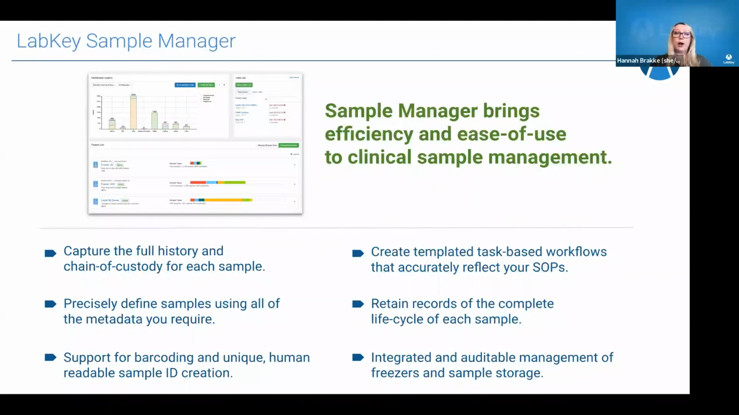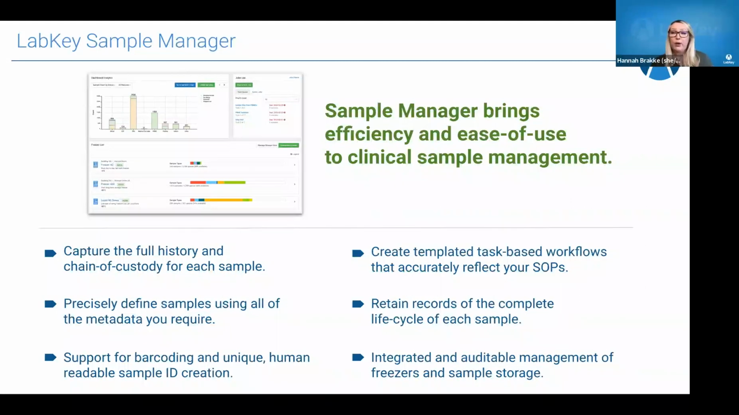So we both support, we'll create barcodes for you, but then if you also are coming in with your own barcodes, we allow for that as well. And then we have a very advanced either auto or manual mechanism to create unique human readable sample IDs, which can be very helpful if you don't just want to have a barcode on your samples. And then we also enable for you to create templated task-based workflows that accurately reflect those SOPs.